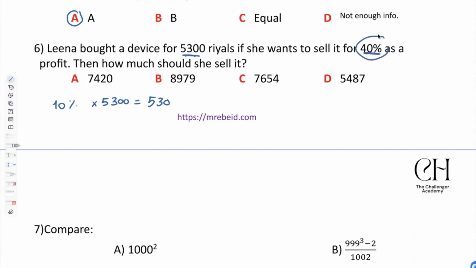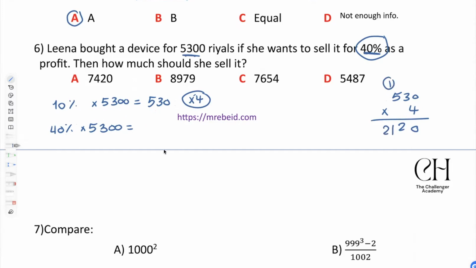To calculate 40%, you will multiply by 4. It means 40% of this number equals 530 times 4. 0 times 4 is 0. 3 times 4 is 12, carry 1. 5 times 4 is 20, 20 plus 1 is 21. So it will be 2,120.